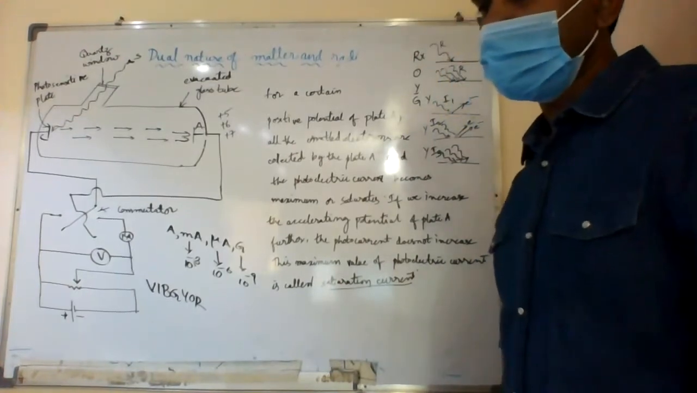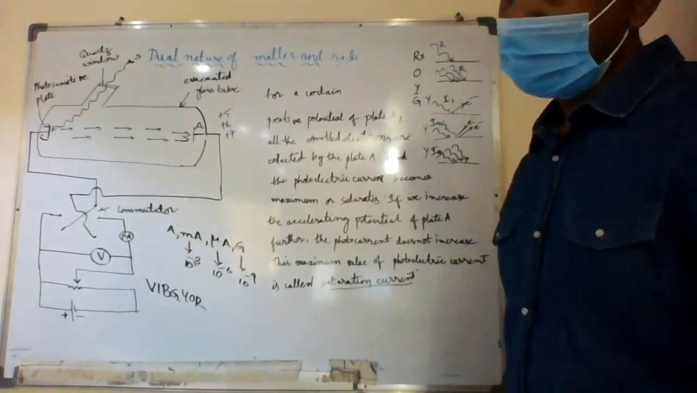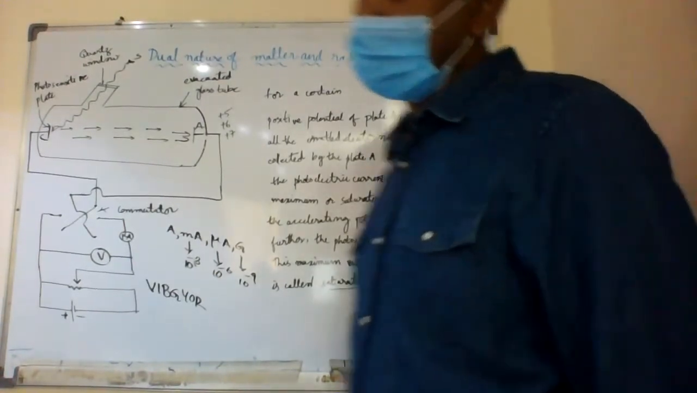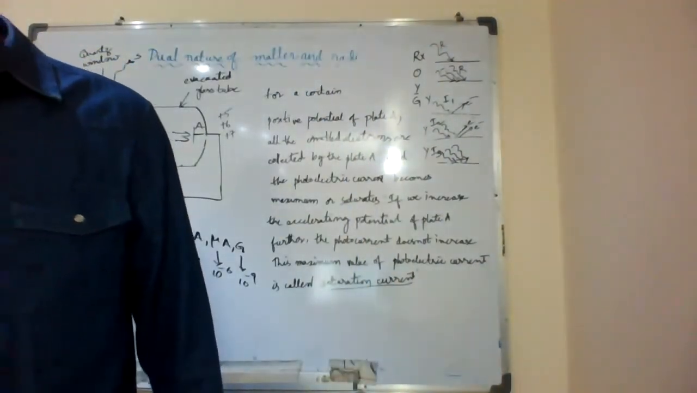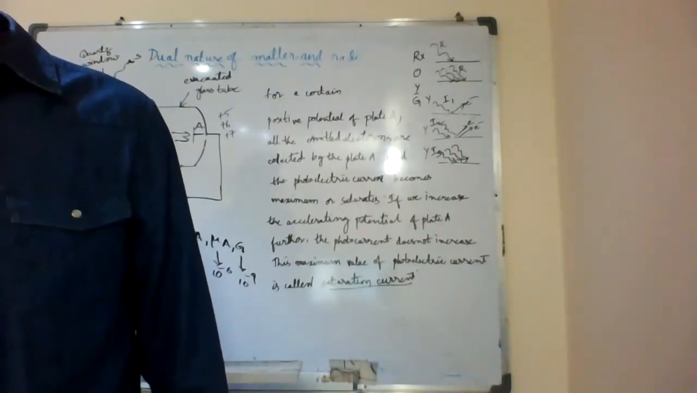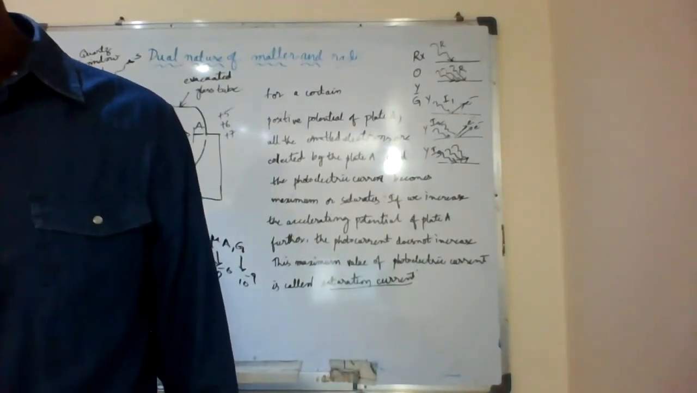There are around 5 or 6 definitions like this: threshold frequency, saturation current, and so on. This one was for the cutoff frequency, this one is for threshold frequency, cutoff frequency or threshold frequency.